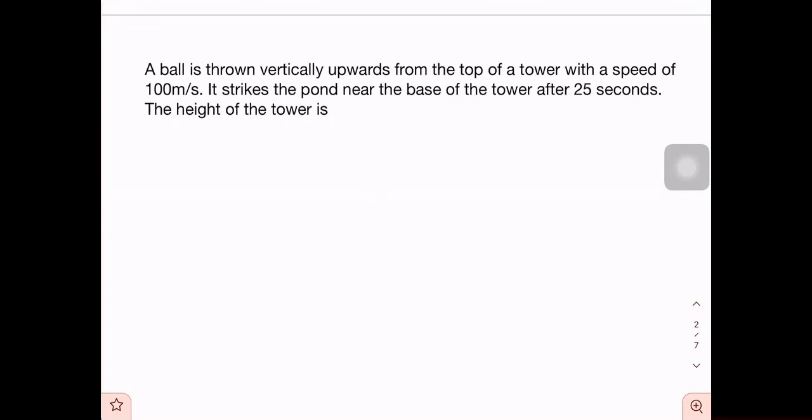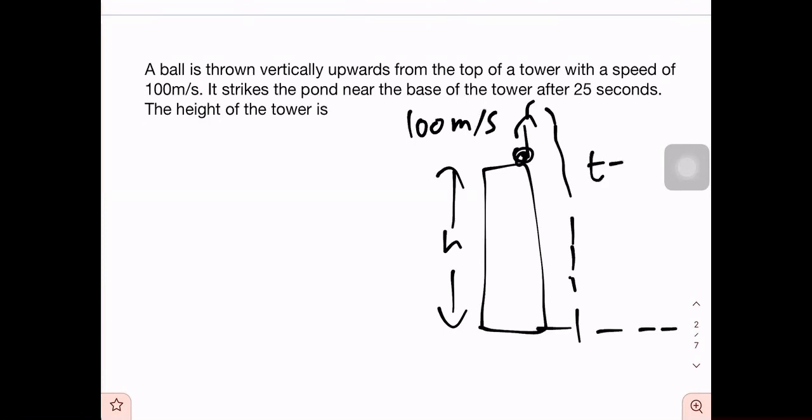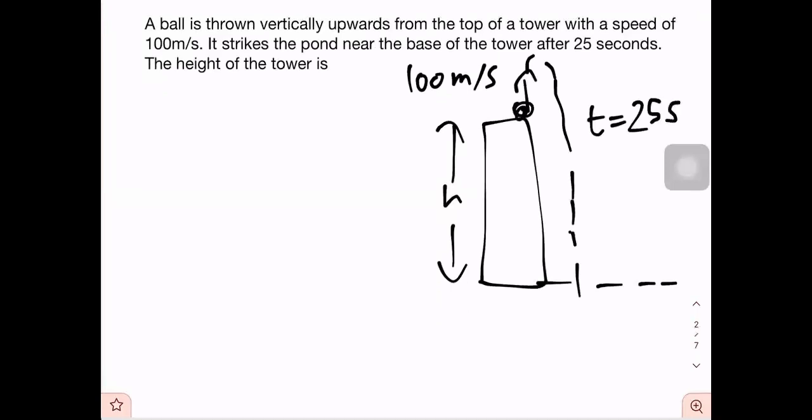So first, I like to start with drawing a picture just to visualize the problem. So there's a tower, let's say the height is h. A ball is thrown vertically upwards with a speed of 100 meters per second, and it lands at a pond after 25 seconds. So that's the information we've been given.